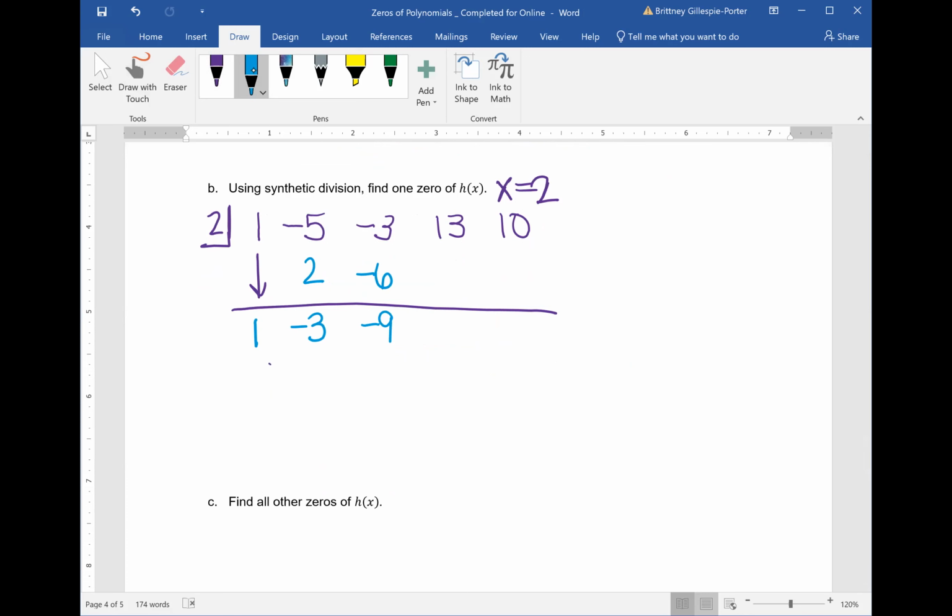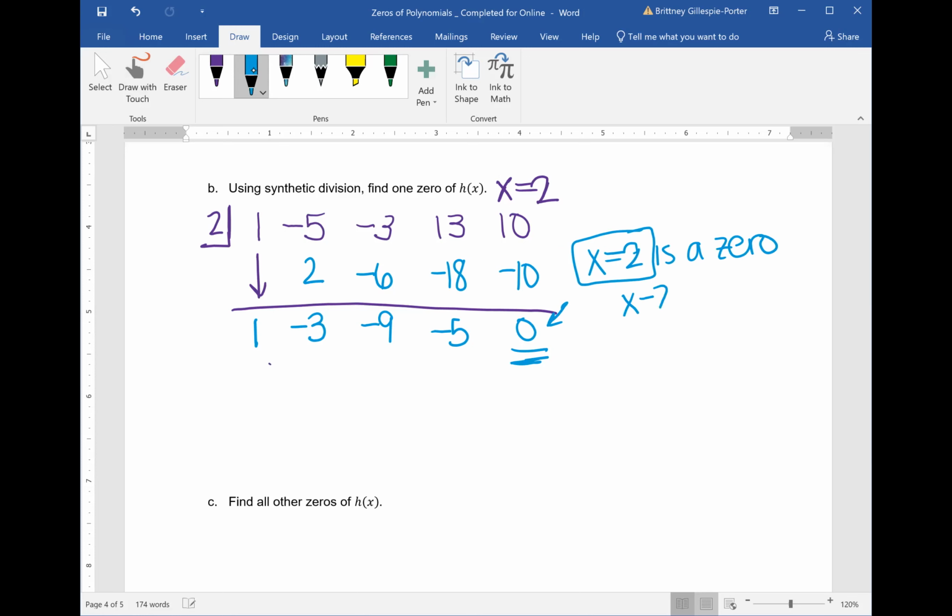2 times -9 gets us -18. Add vertically, we get -5. 2 times -5 gets us -10, which means we got a 0. Because this is 0, we know that x equal to 2 is a 0. And we also know that x minus 2 is a factor.